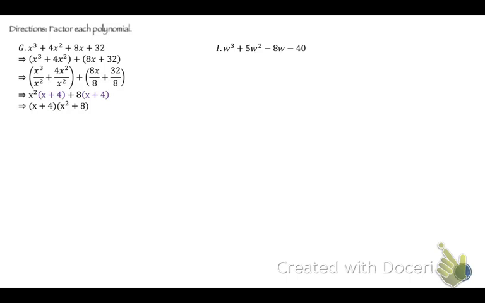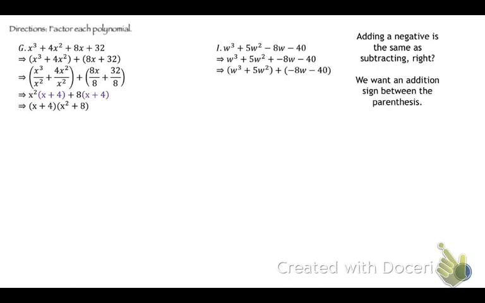So look at this one. w cubed plus 5w squared minus 8w minus 40. Now, adding a negative is the same as subtracting, right? We went over that in the last video. So I'm going to change this so that we add a negative 8w. You always want an addition sign between your parentheses, okay? You don't ever want a subtraction sign between your parentheses because it gets kind of confusing. So if you ever have a subtraction right there in front of your third term, just change it to adding a negative, because that's the same as subtracting.